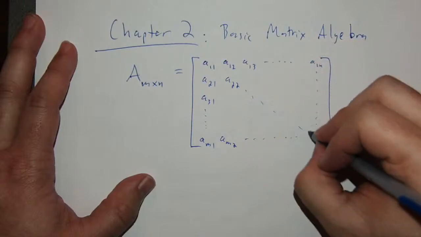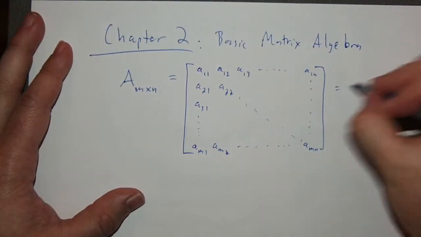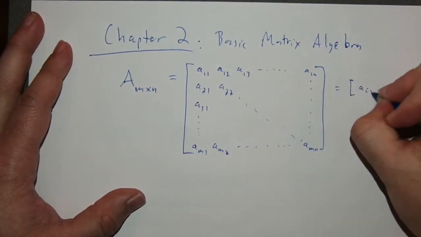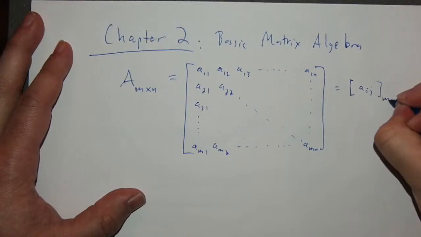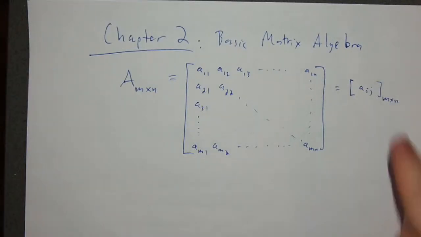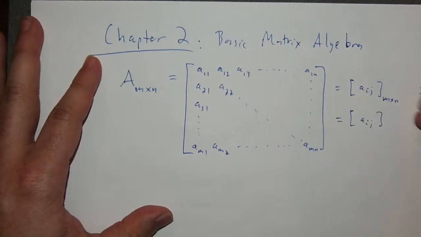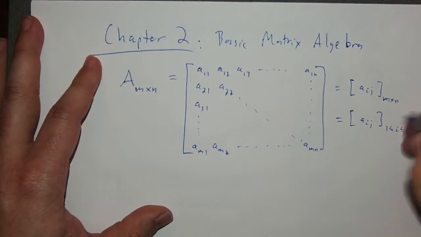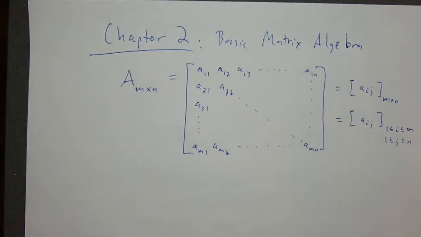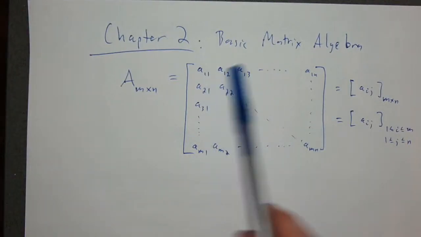This can be written in the following way. This is A sub ij, m by n. A lot of times you'll see this written with extra notation, but I'm not going to write it like this because it's too long-winded. So you'll say i between 1 and m, and j between 1 and n. So these are 2 subscripts.